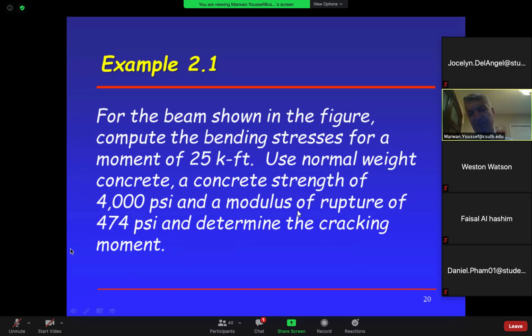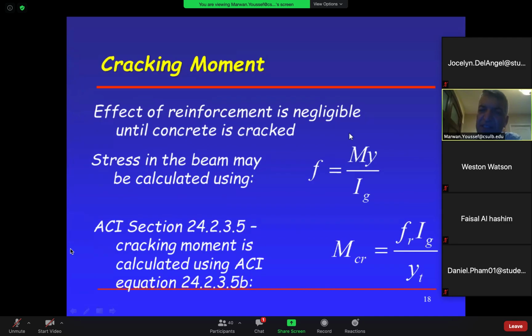And determine the cracking moment. What is the cracking moment? First of all, look at this. It's saying compute the bending stresses for a moment of that. What is the bending stress? This is the formula: f, the bending stress, equals My over Ig. So what is the bending stress? Let's do that first.